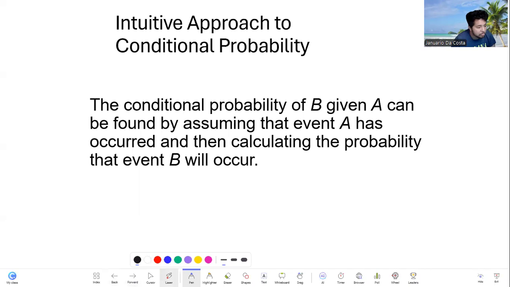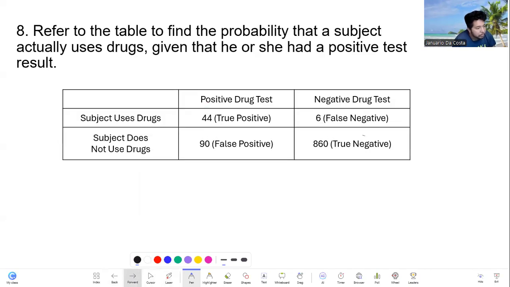Okay, let's just do an example. Refer to the table. Find the probability that the subject actually uses drugs, given that he or she had a positive test result.